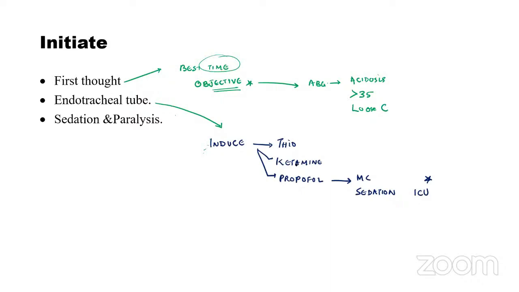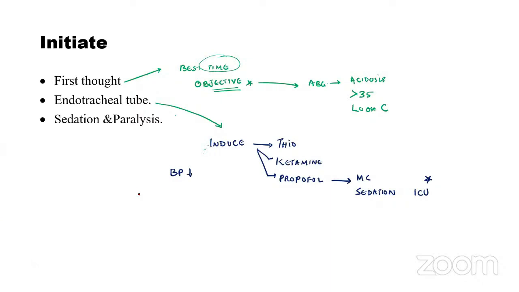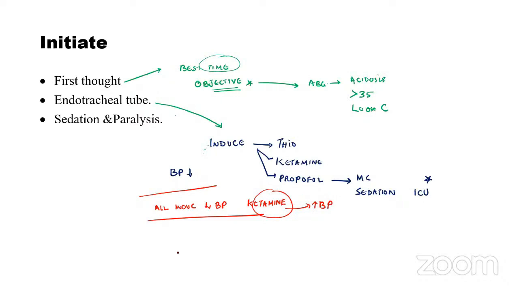Now, when you induce this patient, there will definitely be a fall in blood pressure. So that brings us to another question. Which induction agents reduce blood pressure? An easy way to remember is all induction agents decrease blood pressure except ketamine. Ketamine is the only agent which actually increases the BP. I hope it is clear.